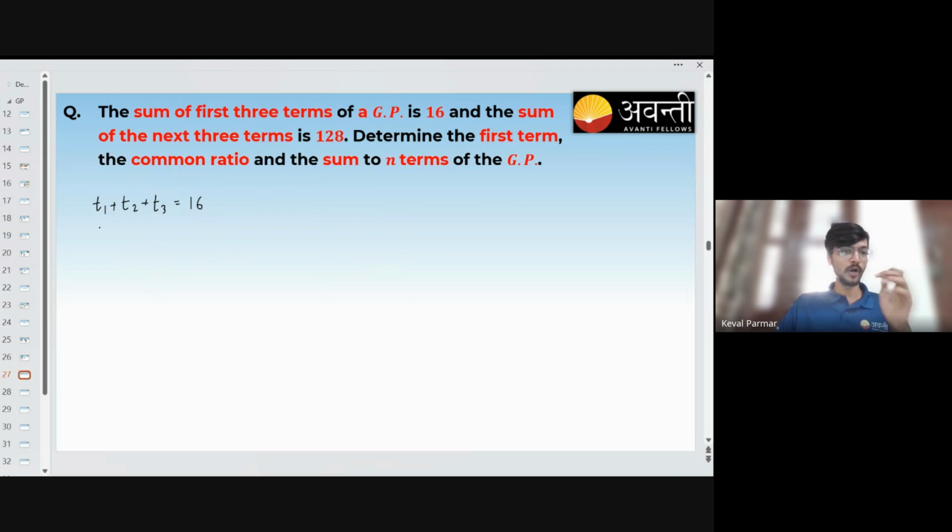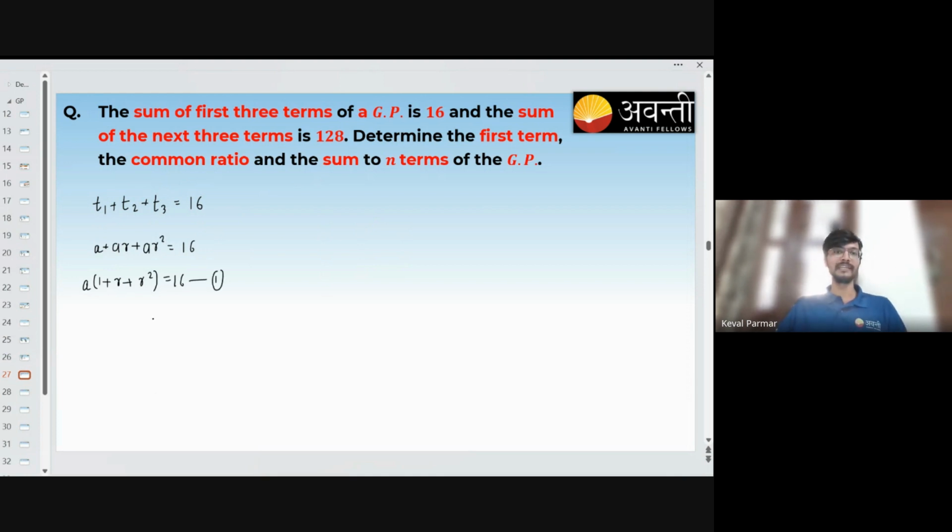Now, as we all know, what is T1? It is A plus AR plus AR square is 16. We can take A common here. So I'll get A into 1 plus R plus R square is equal to 16. I got one equation. Let us find the second equation.